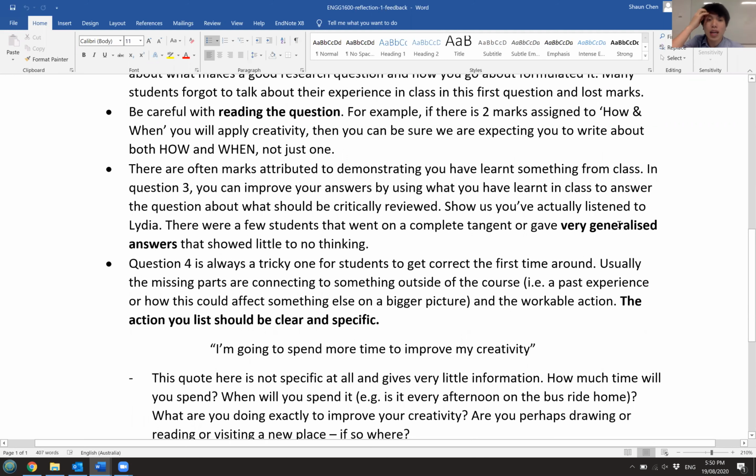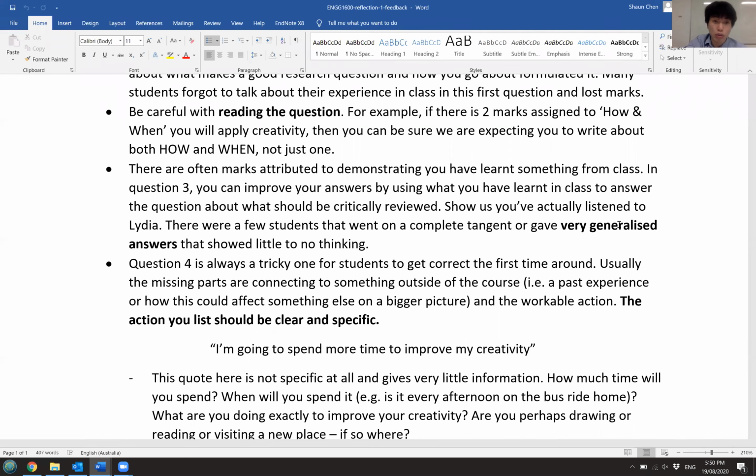Number 2 is be careful when reading the question. So this is pertaining specifically to question 2. In question 2, there were 2 marks assigned to how and when you will apply your own creativity. Now, if we're assigning 2 marks to something, then one of those marks has to go to the how part, and the other mark has to go to the when part.